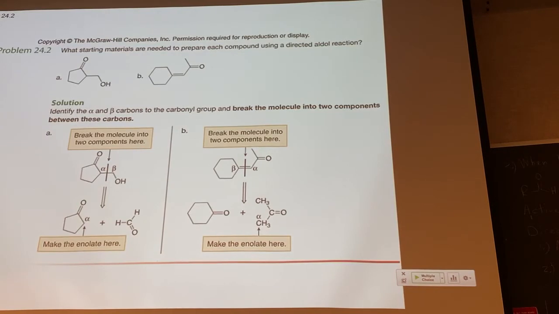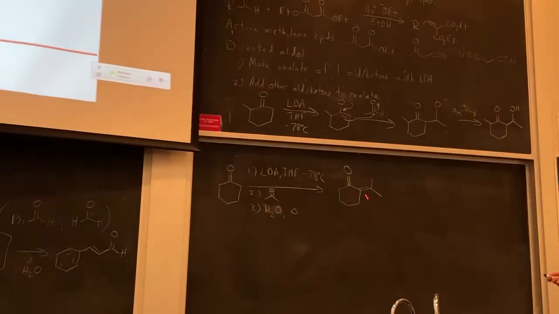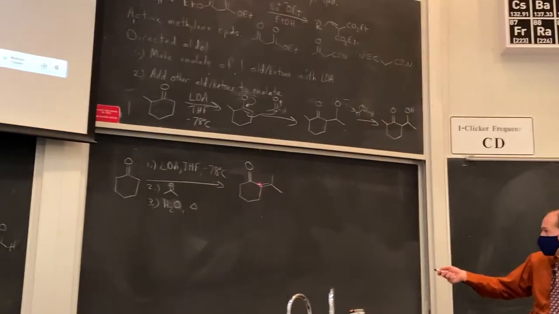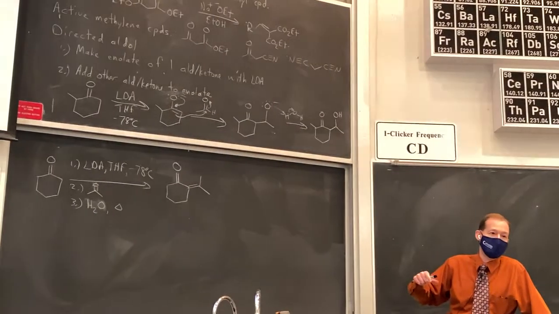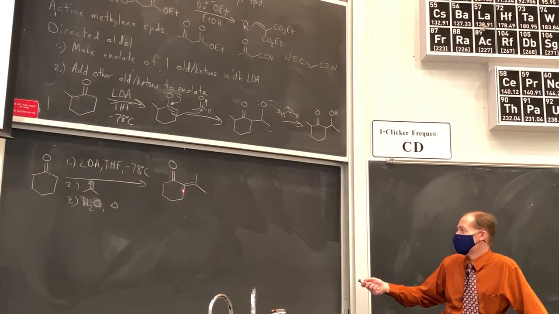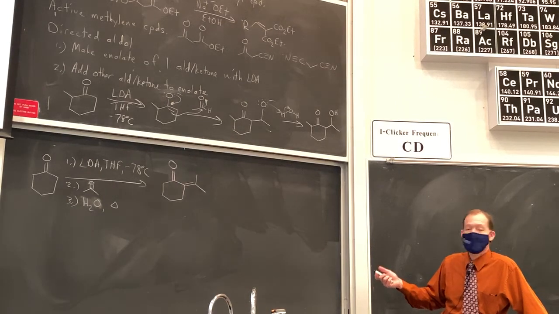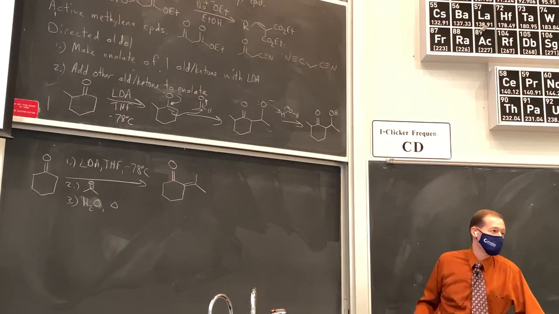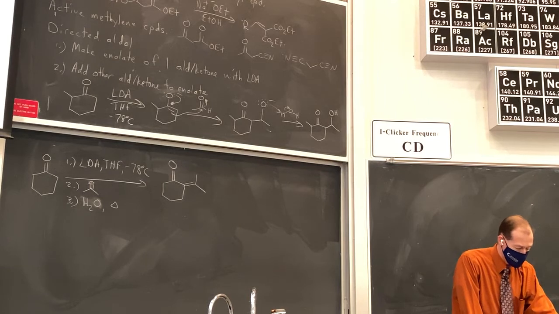If we go down here to our alternative example, our alternative constitutional isomer, we break this bond. It's the alpha carbon of the cyclohexanone that's involved in the bond that we break in the retrosynthetic direction. So therefore, we would have had to make the enolate from cyclohexanone to make this product. Okay? Any questions about the directed aldol reaction?